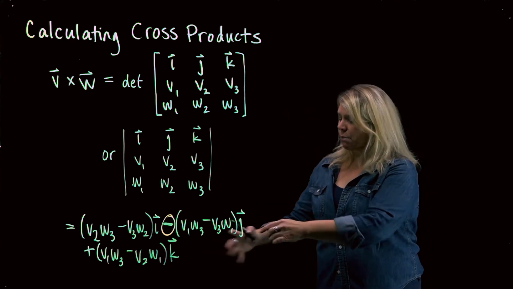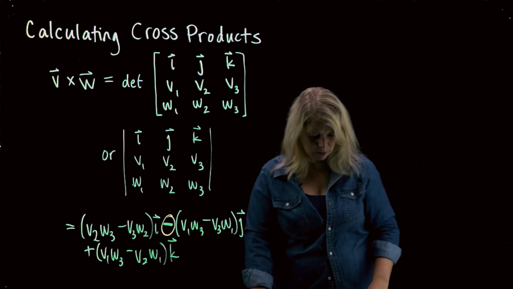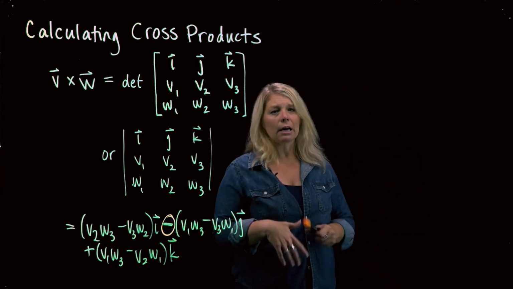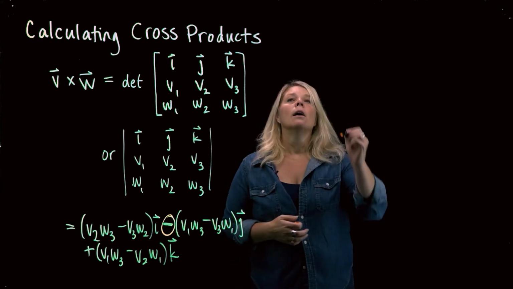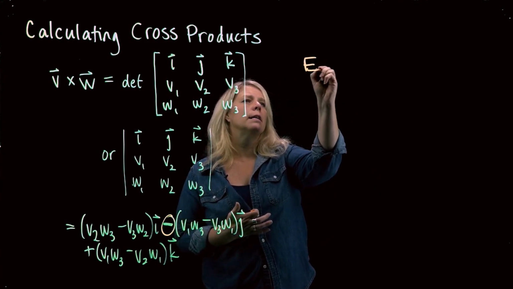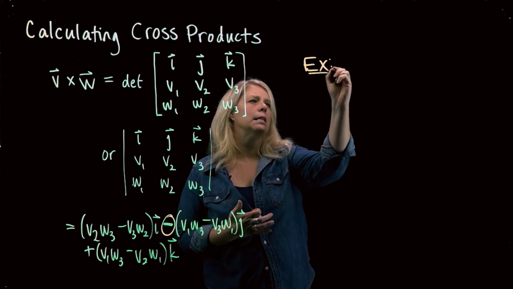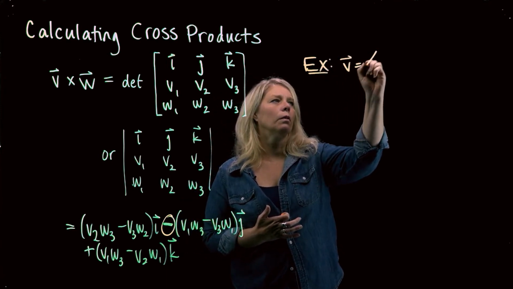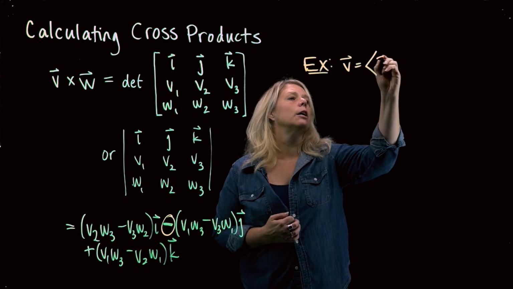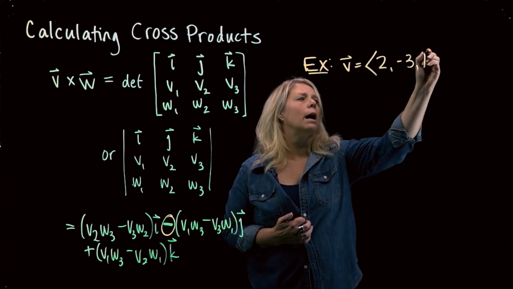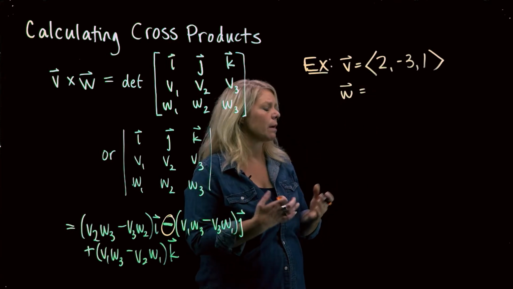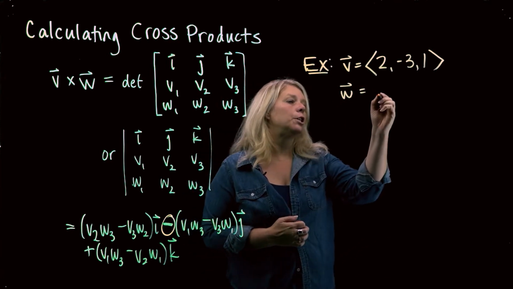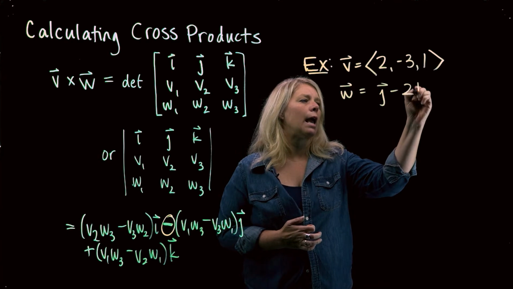OK, so this can look a little bit overwhelming, but we'll just do a quick example here and calculate a cross product and then talk a little bit about what that answer represents. OK, so I'm just going to write down a couple of vectors that are pretty easy to work with. All right, so we're going to use 2, negative 3, 1 for our vector v. And for the vector w, I'm going to write this one in ijk form, j minus 2k.